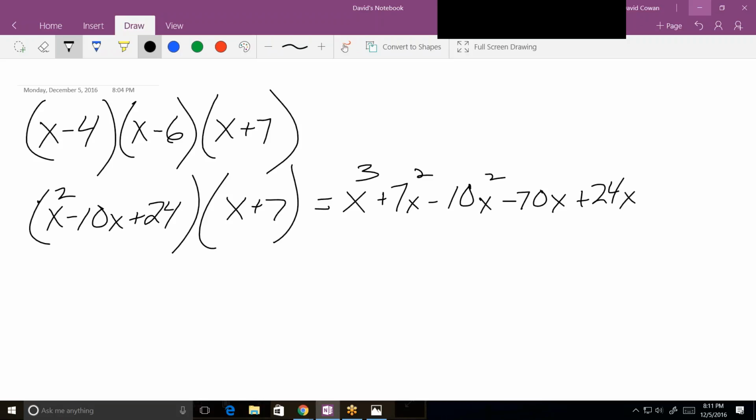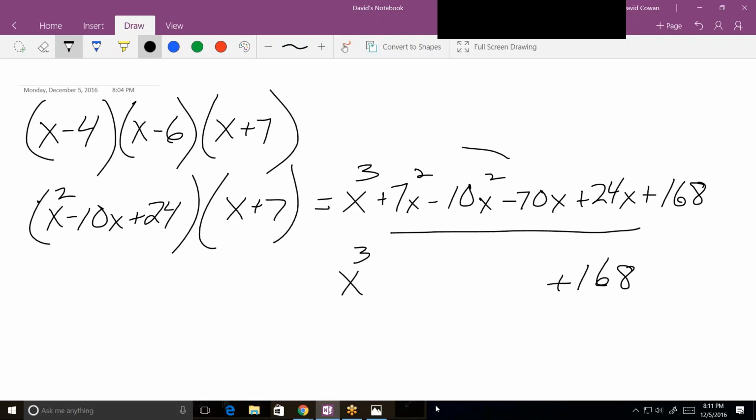Don't add them together yet. Let's just do one step at a time. 7 times 24 is 168, plus 168. Now, what you're going to find always in these cases is that you have to combine those middle terms. You're not going to find more than one x cubed, and you're not going to find more than one number. In other words, outsides you can just assume you got all the x cubes and all the numbers. But we've got a couple of x squareds. What are those combined to? Minus 3x squared. And how many x's? Minus 46x.